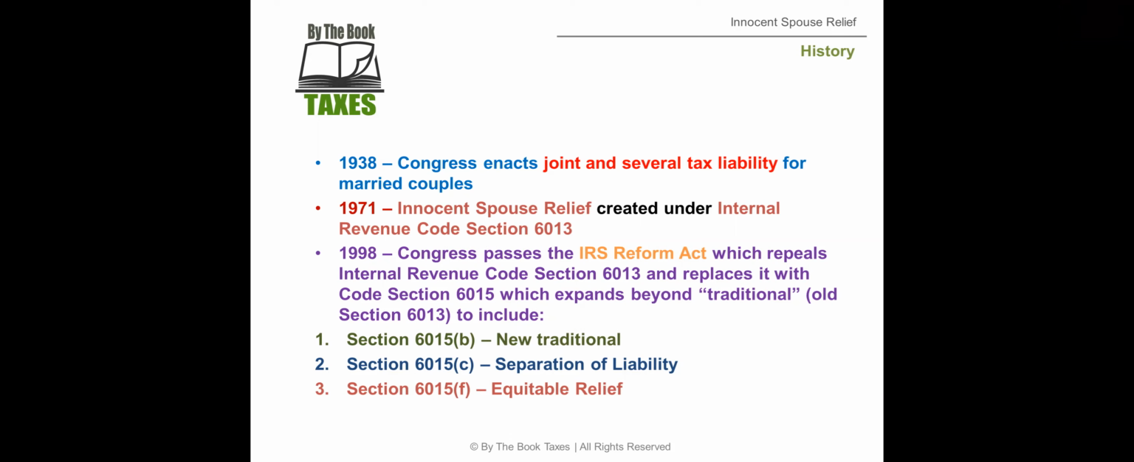Now, due to complaints from taxpayers that many times the results from the 1938 legislation generated inequitable results for a given spouse, in 1971, the IRS created innocent spouse relief under the code section then 6013.